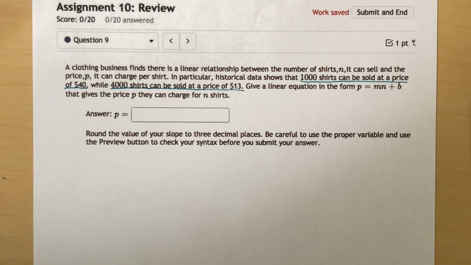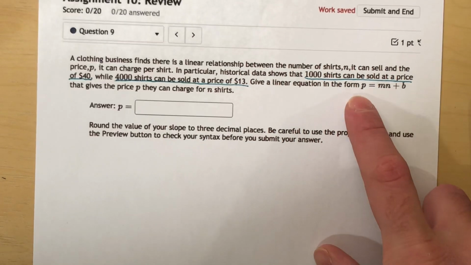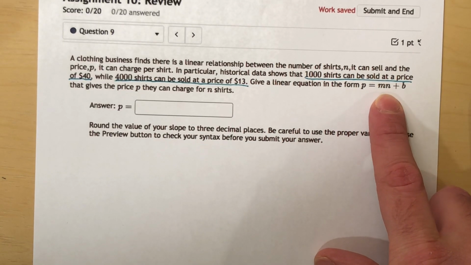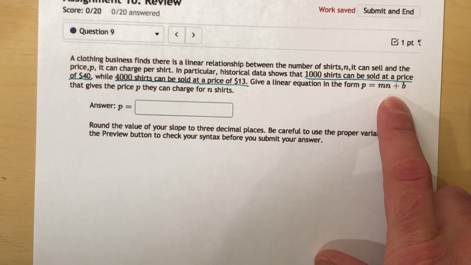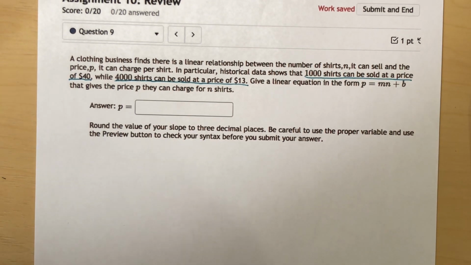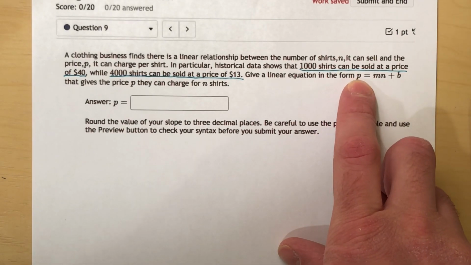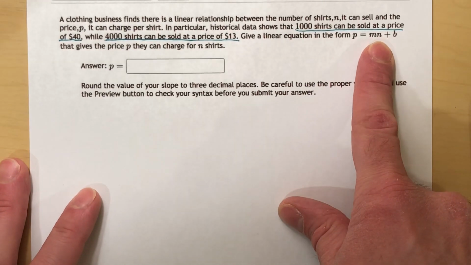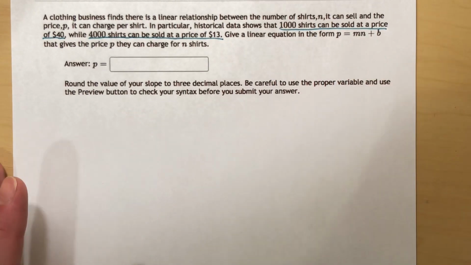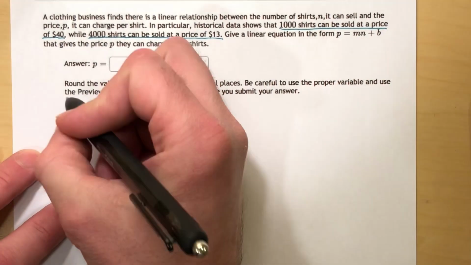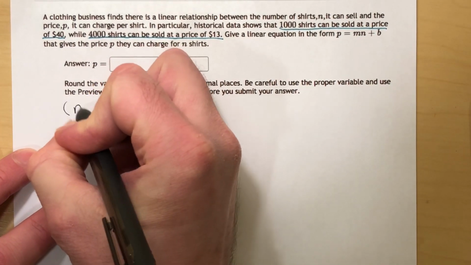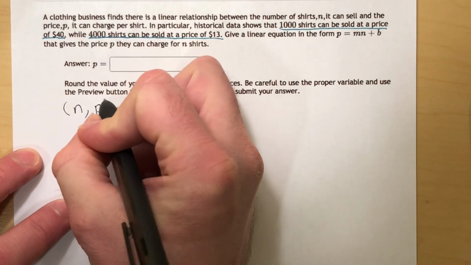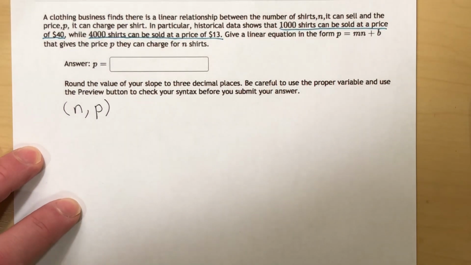Now the equation P equals Mn plus B looks a lot like Y equals Mx plus B. The reason is they're just using P in place of Y and N in place of X. So the way we're going to solve this problem is we're going to make two ordered pairs, but instead of X, Y, they're N comma P, but same idea.